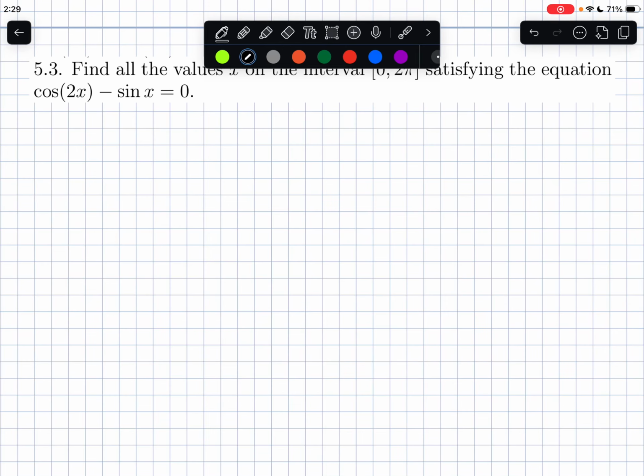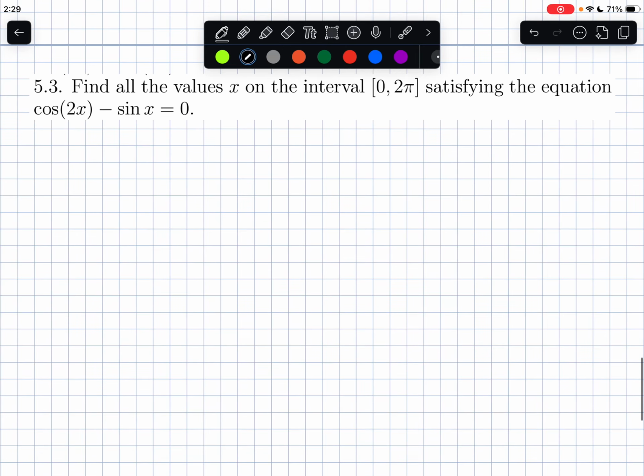Find all the values x on the closed interval 0 to 2 pi satisfying the equation cosine of 2x minus sine of x equal to 0. Here we have 2x and x, so I will bring that to the angle x. Use a double angle formula.